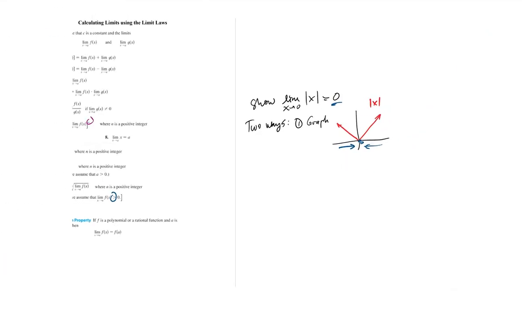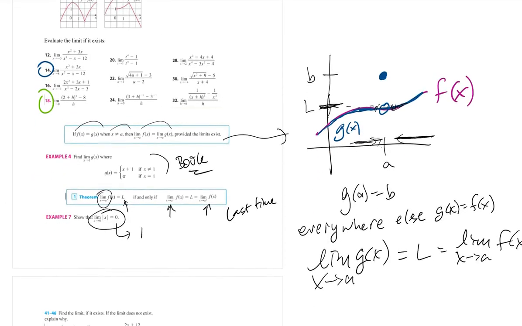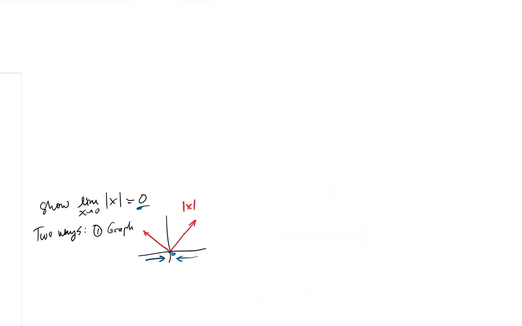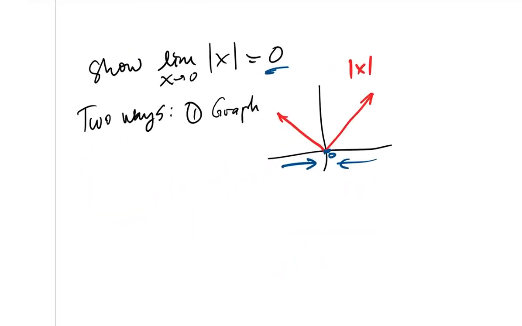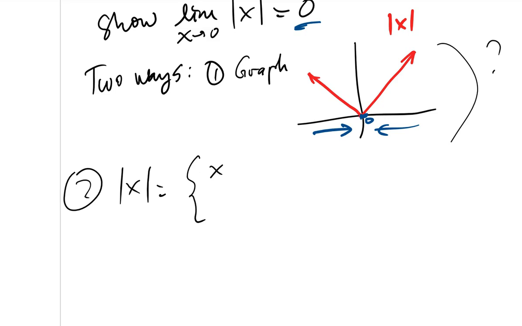So is this what we were trying to find? Yeah, 0. Okay. So another way to look at this, and this seems like it's going to be a little more complicated, so why isn't the graph good enough? Well, you need to understand that the absolute value has an algebraic definition as well.